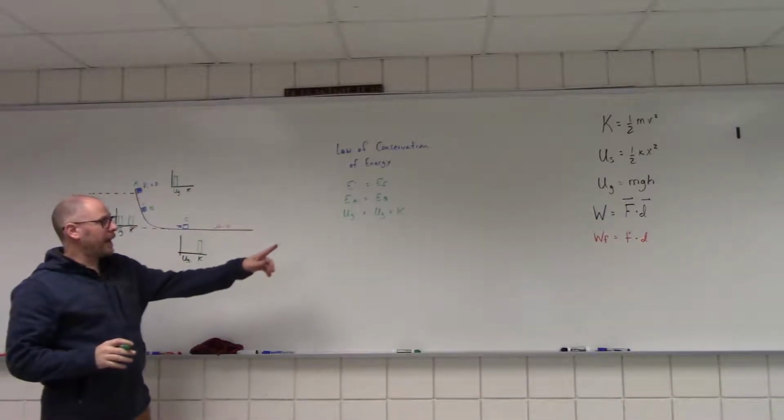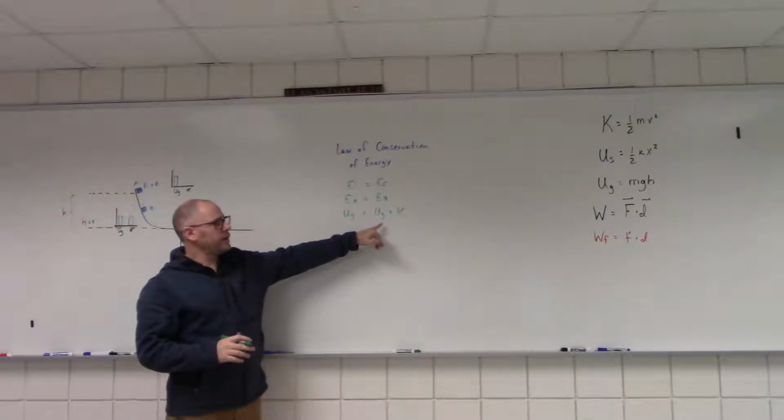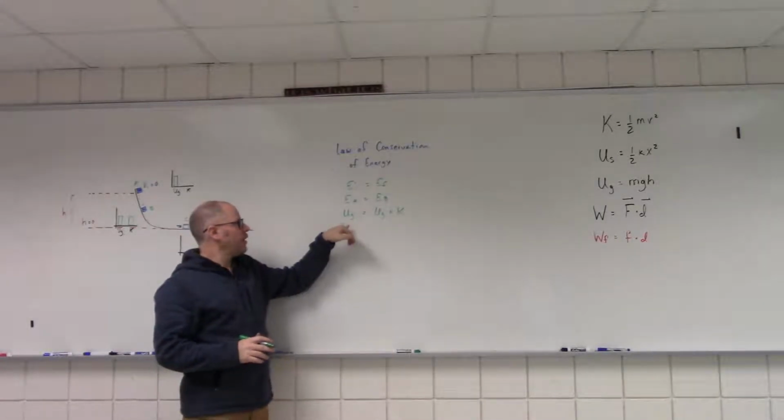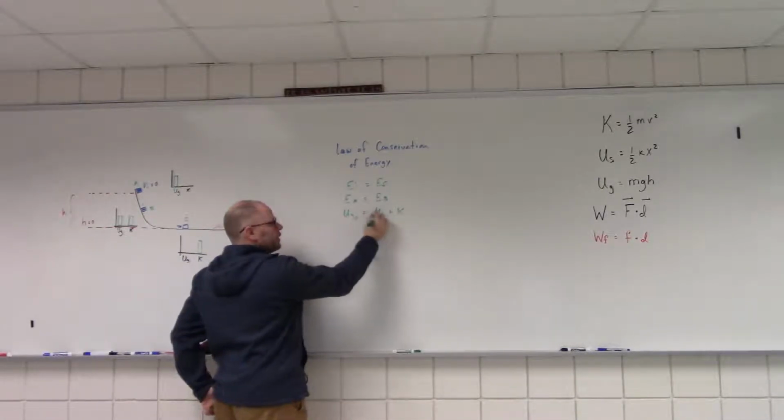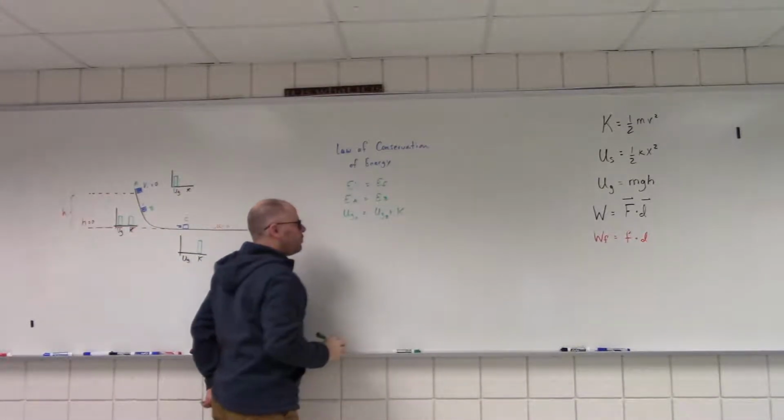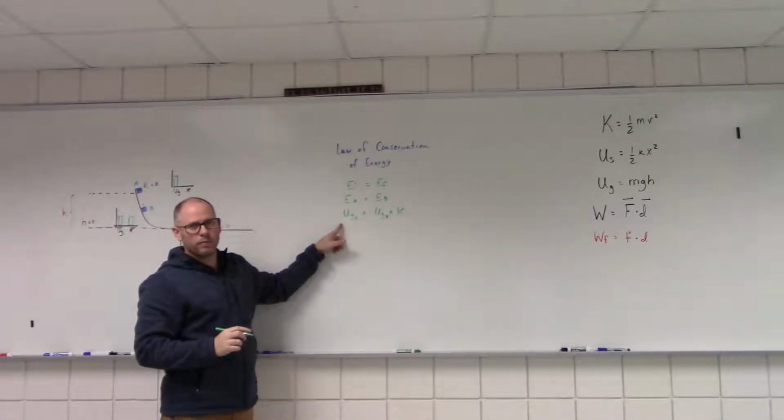Now, be careful with this notation. This is the B side, this is the A side. So this is the gravitational energy at A. This is the gravitational energy at B. So it's not like you could subtract this from both sides.